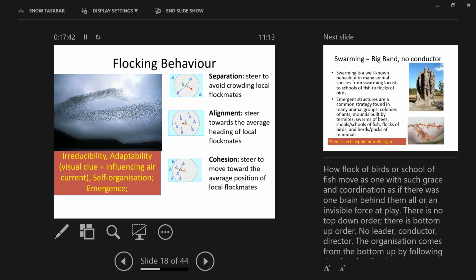Another observation is that of flocking behavior. You see here irreducibility, adaptability, as well as self-organization and emergence. As we know, the beautiful pattern that these birds form, the starlings, as we have seen in some of the birds, when they flock together.